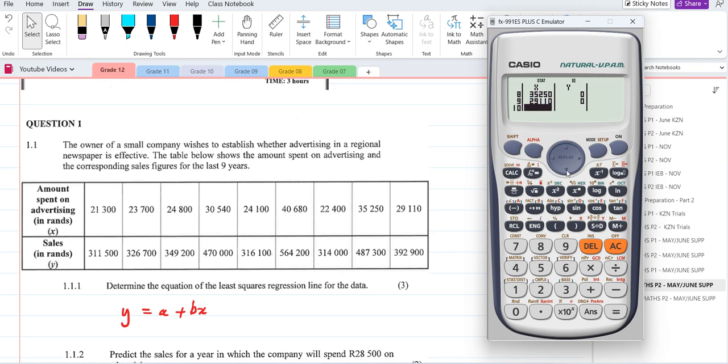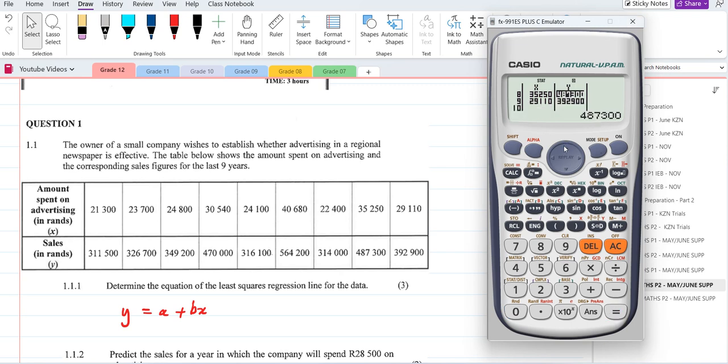I will check all my values as well. It's important to double check. Next one is 311,500, 326,700, 349,200, 470,000, 316,100, 564,200, 314,000, 487,300, 392,900. Right, so I've got 9 data sets.